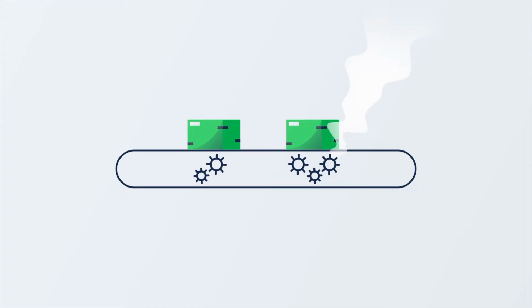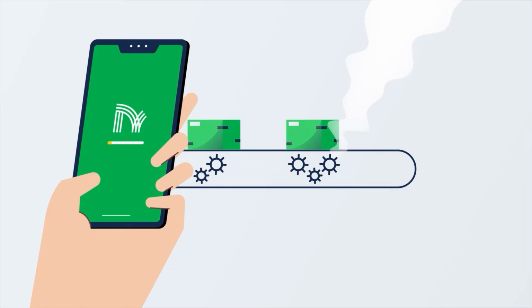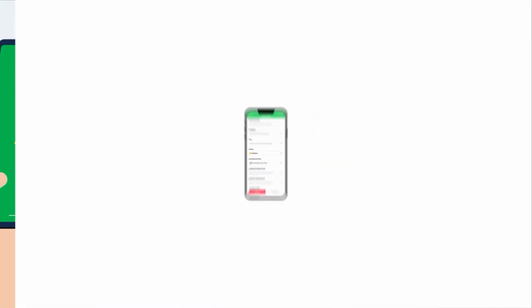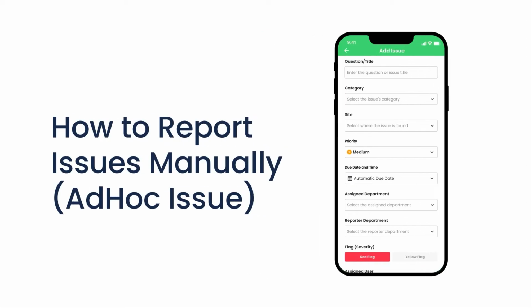Having an issue but unable to resolve it right away? Rest assured, with the Nimbly app, you can tag the relevant department to resolve the issue ASAP. Here's how you can create a newly found issue, or as we call it, an ad hoc issue.